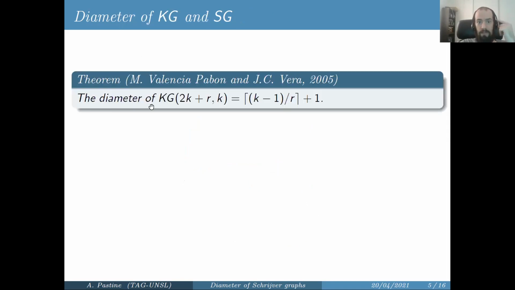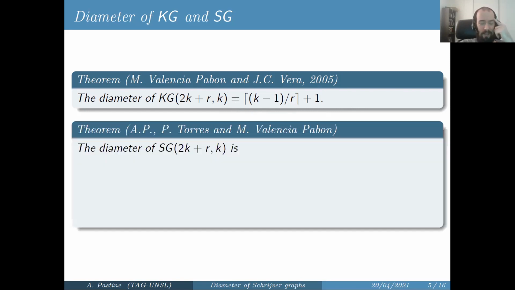For a bit of history, Mario Valencia-Pabon, who is one of the co-authors, and Juan-Carlos Vera in 2005 studied the diameter of the Kneser graph, and they actually found a pretty nice formula for it. And this is a quite nice and short paper. I think it's like 3 or 4 pages only, but it's quite concise. And what we found is not as nice as this.